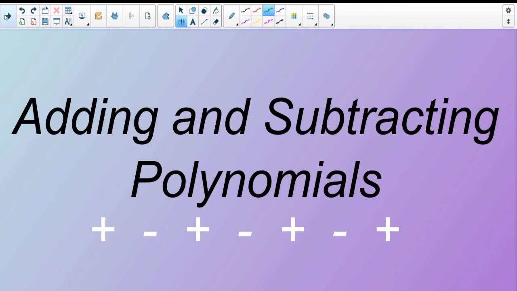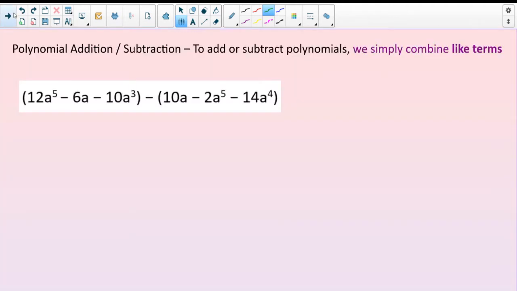When we're adding and subtracting polynomials, we are basically just combining their like terms. To add them, you can just combine them together, or if you're subtracting them, you just have to keep track of your minus signs. But really all we have to do is combine the like terms. So the first one that I have here is a subtraction problem.